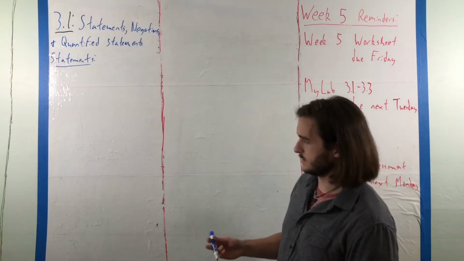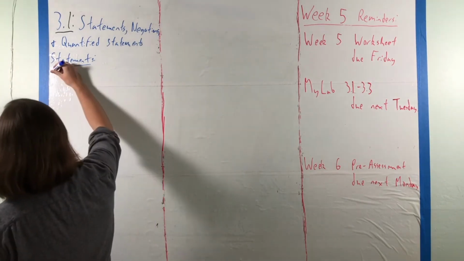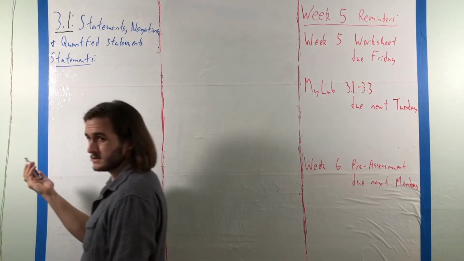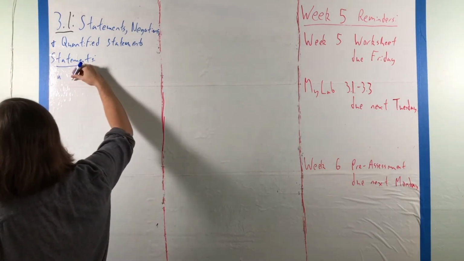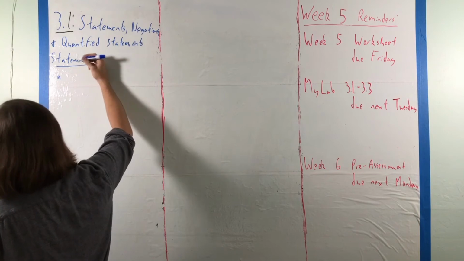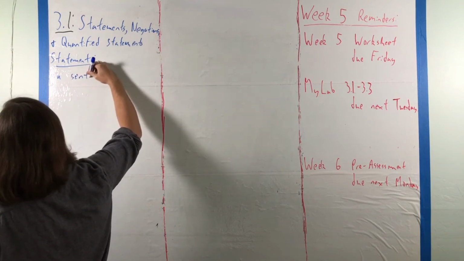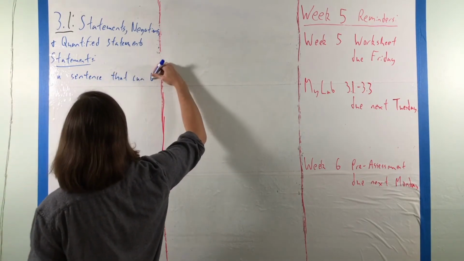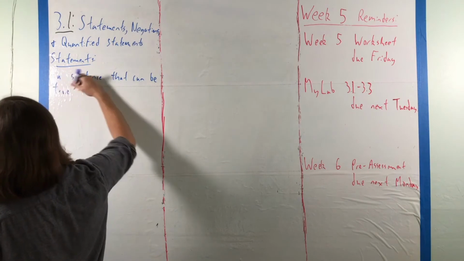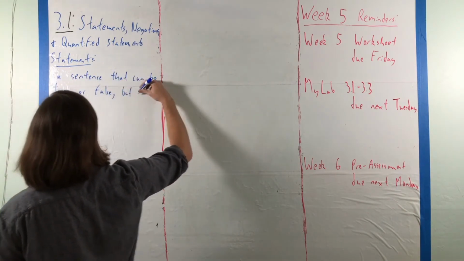So we're going to start by talking about what a statement is, and also some of the things that are not statements. So a statement is a phrase, sentence. Try to avoid saying the word statement in the definition. So say a sentence that can be true or false, but not neither or both.